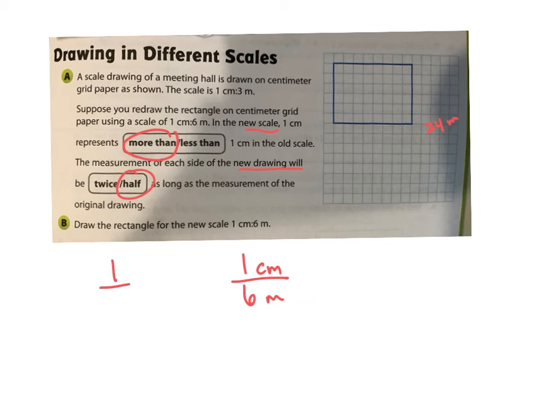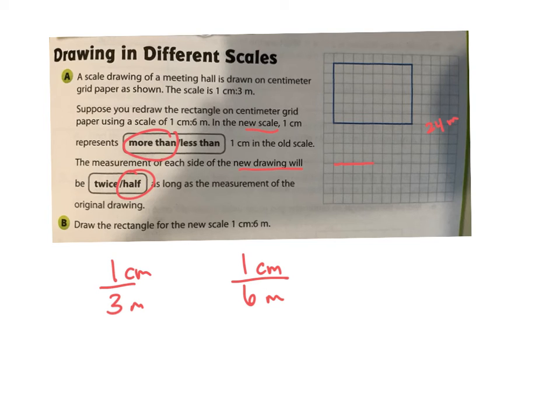So the 1 centimeter to 3 meter drawing ended up being bigger because each of those centimeters eats up less ground: 3, 6, 9, 12, and so on. Then this one's 1 centimeter, which covers 6 meters for each 1 centimeter. So let's draw it out. 1 centimeter is 6 meters. So we have 6, 12, 18, 24.